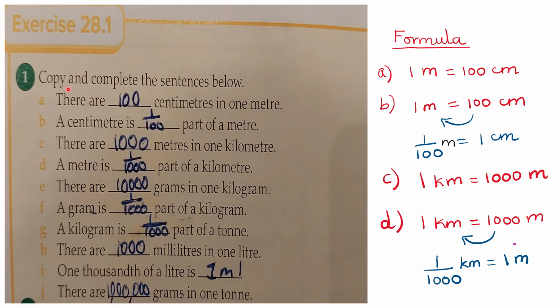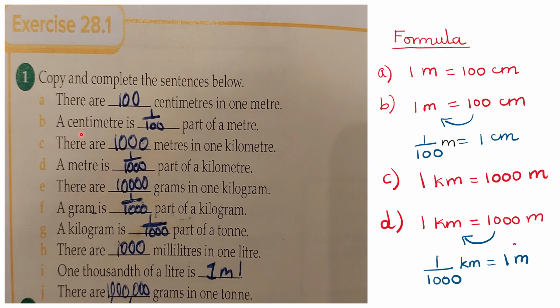First question, copy and complete the sentences below. A question is, there are dash centimeters in 1 meter. First we learn the formula. 1 meter equals how many centimeters? It's 100 centimeters. So we can write 100 here. So there are 100 centimeters in 1 meter.